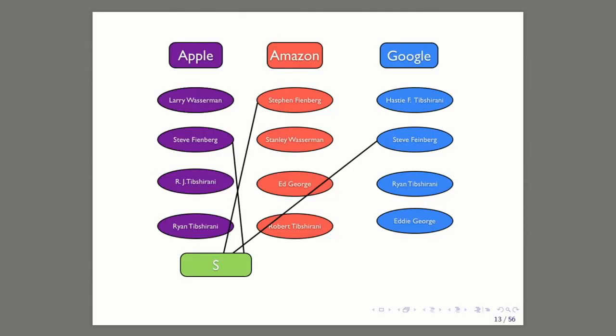Could you go back to the example? This one? Right. Yeah. So how did you know that the 3 Steve Feinbergs all should point to the same latent entity? So this is what I would want my model to do. And what I'm going to show in a moment is how you build this model. And then I'll show you some results for this model.